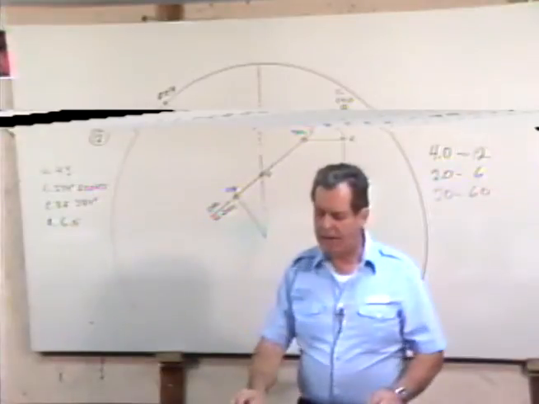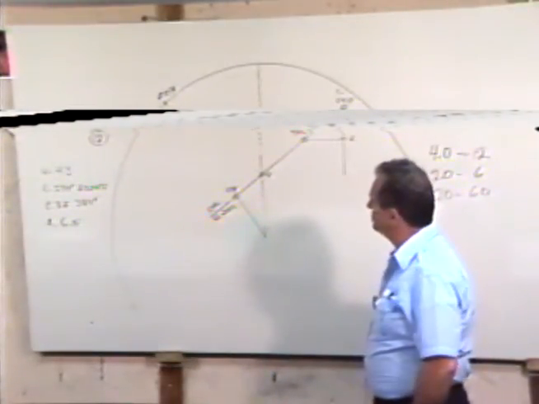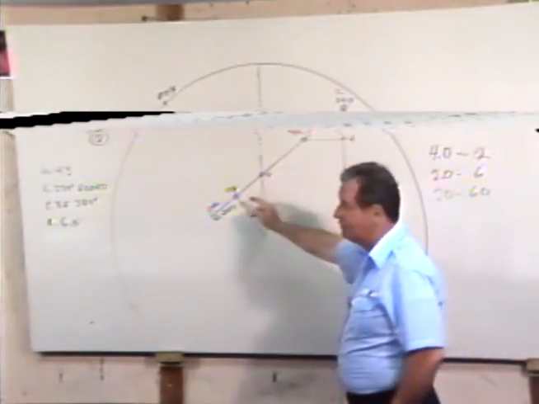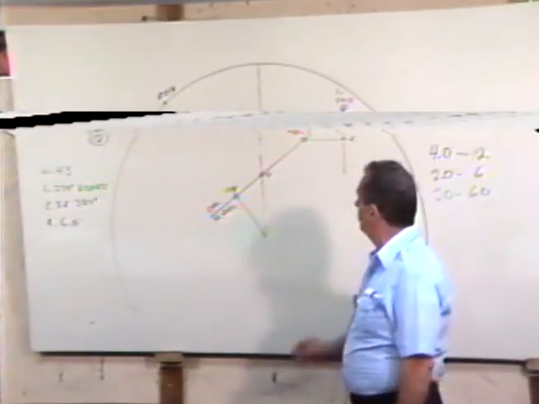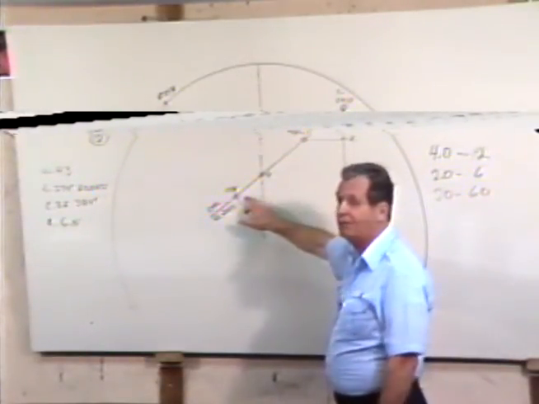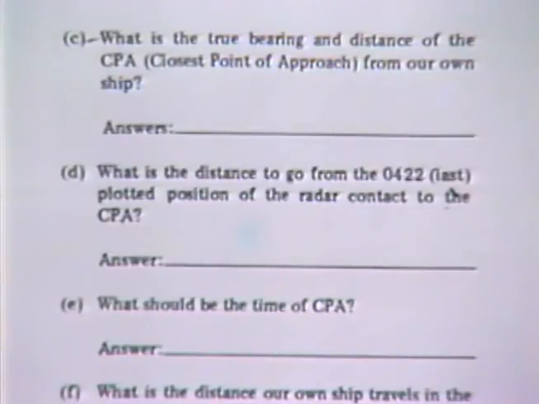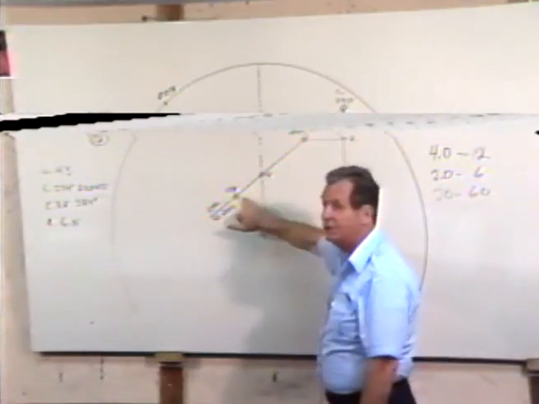The reason that they have asked for this distance is because they want to find out something else. You already know what speed the contact is making relatively. Now you have a distance, and they're going to want to know the time of the closest point of approach. And I believe that's the next question. E says, what should be the time of the CPA? They know that it's 4:22 here. What time is it going to be here?